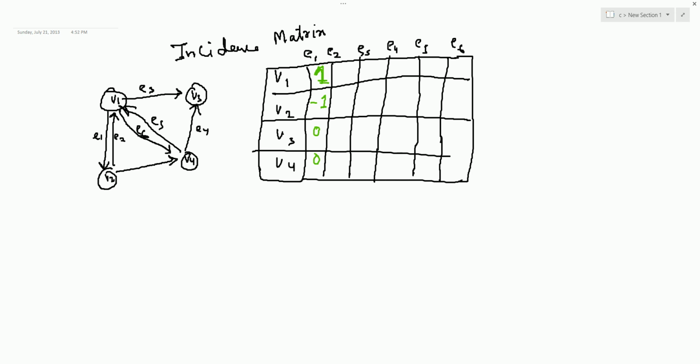Similarly, E2 starts from V2, so it has the 1 here, and -1 where the destination is V1, and 0 elsewhere. Similarly, E3 is from V1, so 1 here, up to V3, so -1 here, rest are 0. E4, similarly, is from V4, so 1 should be on V4, and at V3 we got -1, and 0 and so on. So this is another way of representing our graph.